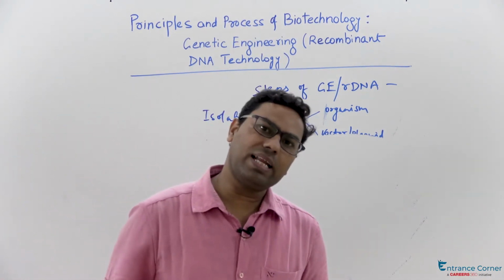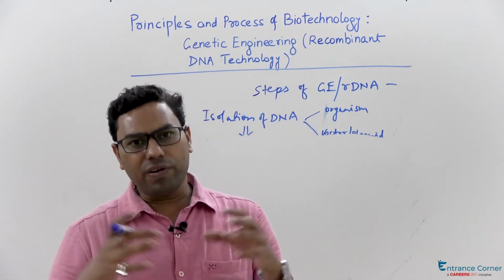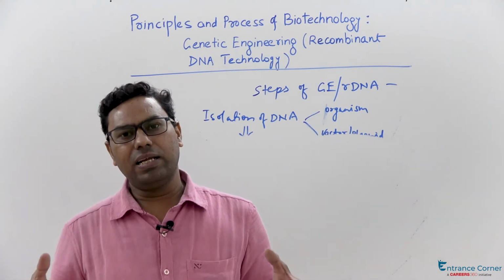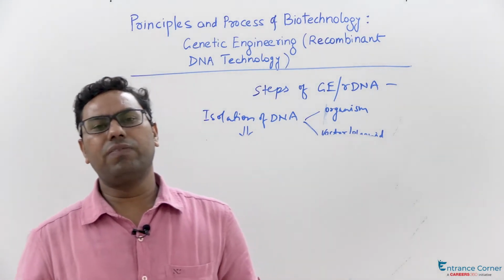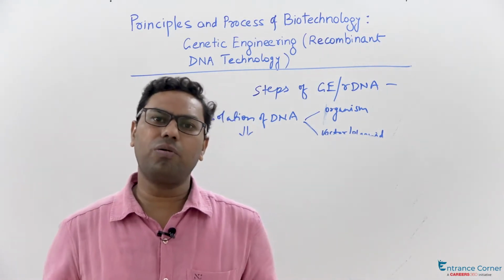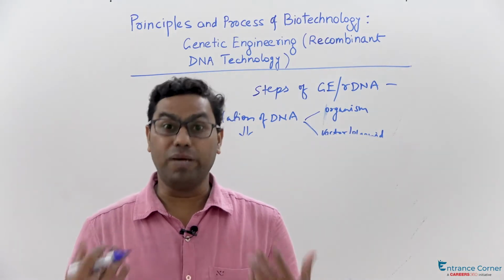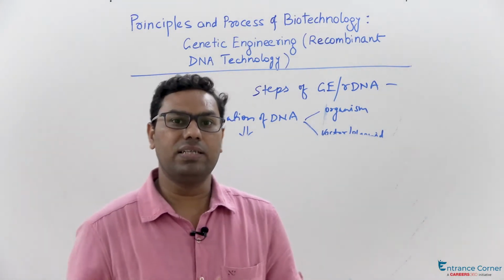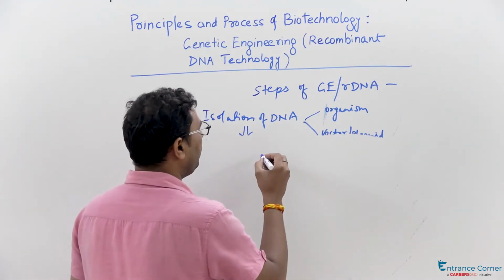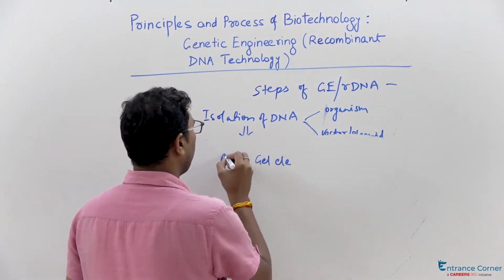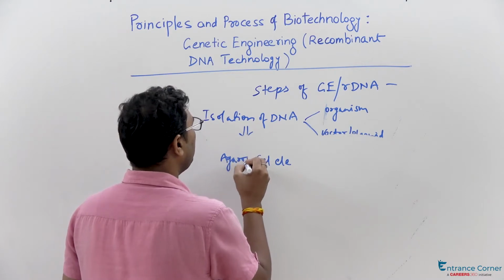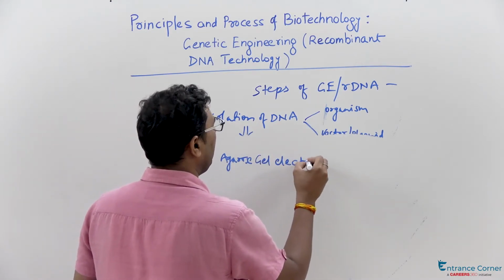Now the question arises: once we have a lot of different fragmentation occurring in the DNA sequence which has been isolated from the organism, and we have to manipulate it, how do we recognize it? We recognize it with the help of the technique called agarose gel electrophoresis.